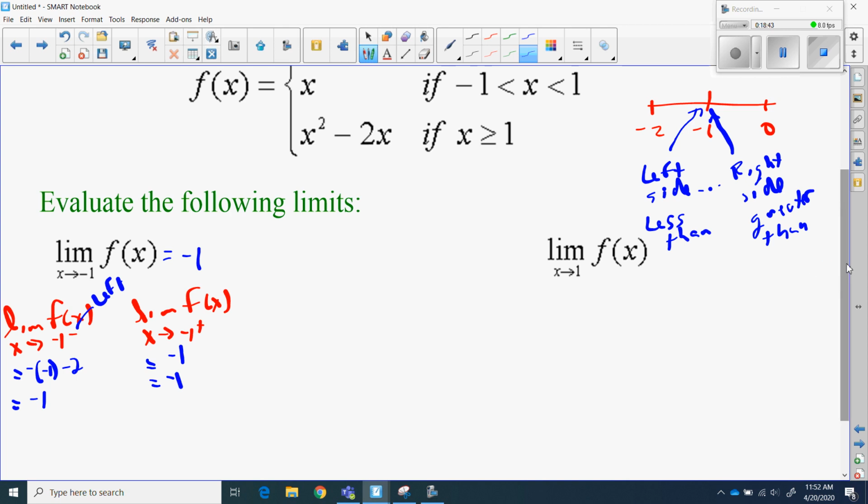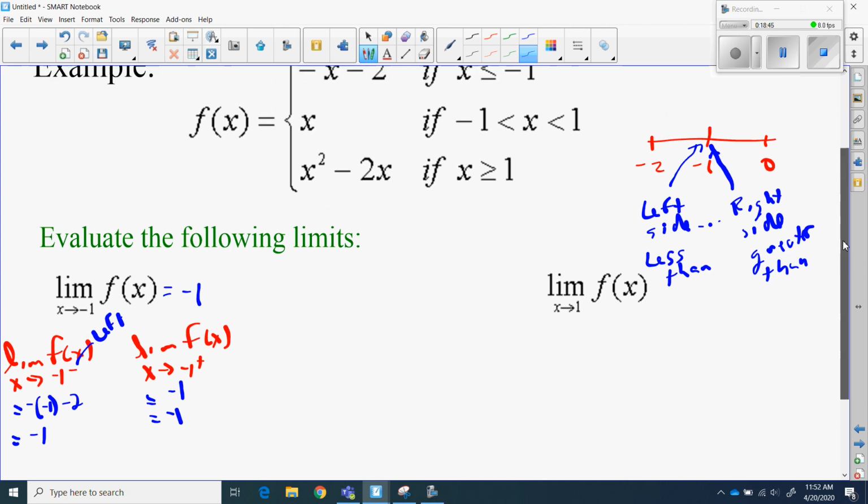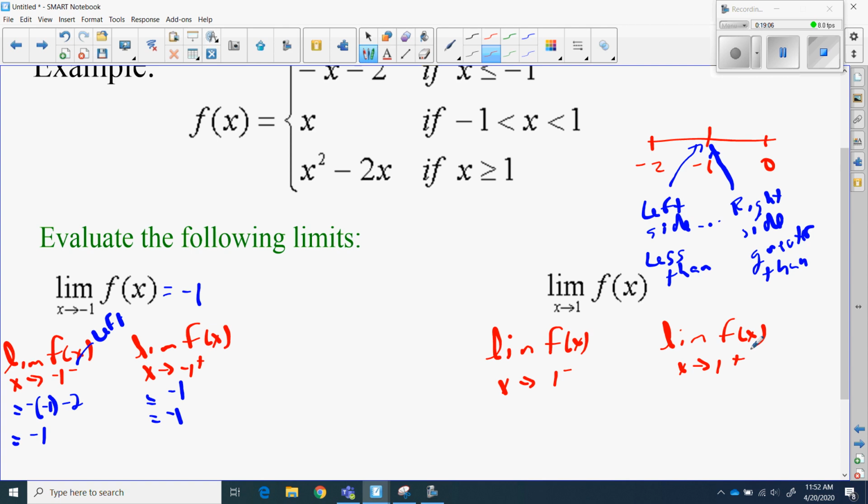Okay, let's move on to 1. If I check this piecewise function at 1, which is another one of your boundary numbers, I've got to check left and right side to see what happens. So I'm going to go limit of the function as x approaches the number 1 from the left side, and then what is the limit of this function as x gets close to the number 1 from the right side.